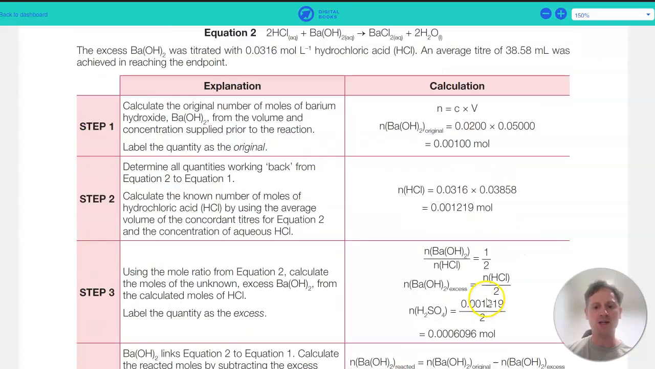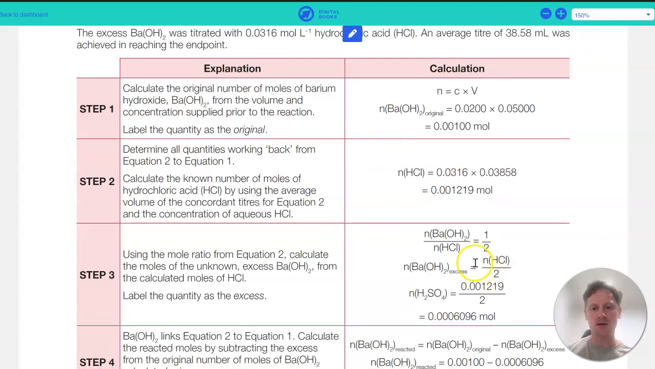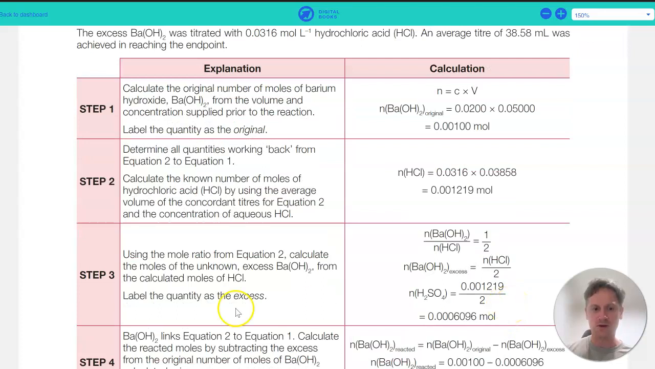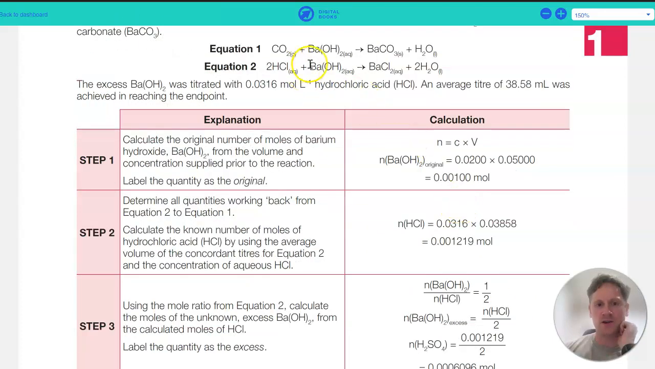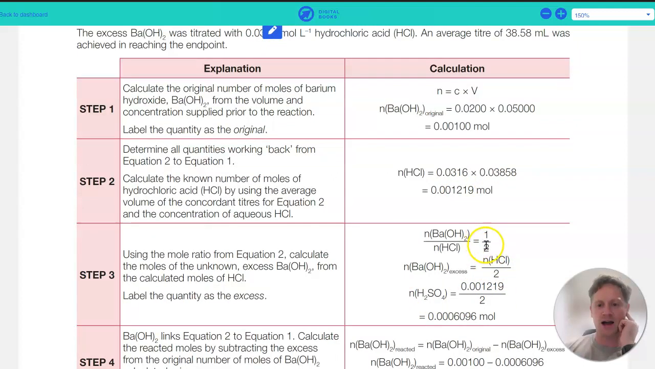And now we're going to use our mole ratio in order to determine the number of moles of the excess barium hydroxide, okay? Note that it says excess here, so that's different than the original that we had previously. So for the amount in excess, you multiply by the mole ratio, which is the number of moles of unknown over known. So the number of moles of unknown, which is the barium hydroxide, so 1, divided by the number of moles of known, which is the HCl, 2. So essentially, you multiply by half.